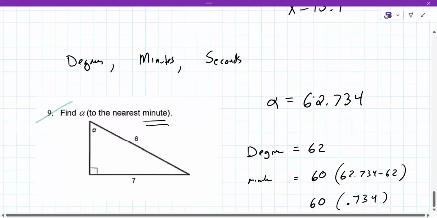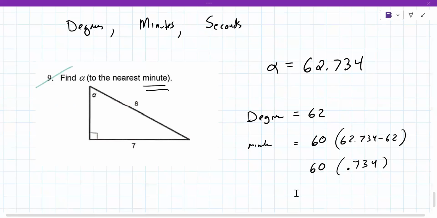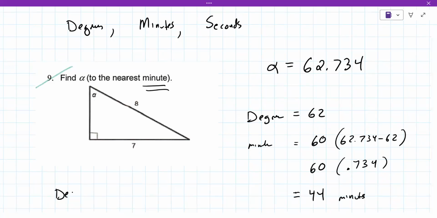The reason is there's 60 minutes in a degree. It might seem silly, I don't know why this is still done, but this is the case. And this ends up being 44 minutes. So the little addition you want to make to your number 9 is to change your answer to 62 degrees, 44 minutes. All right.